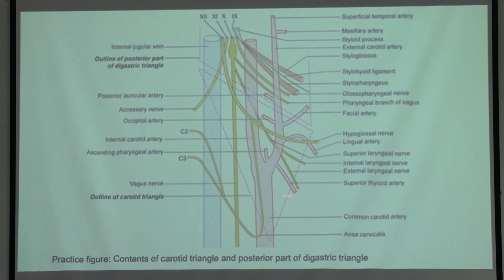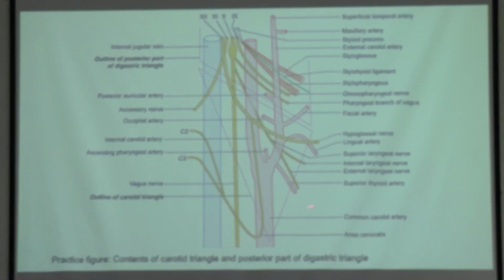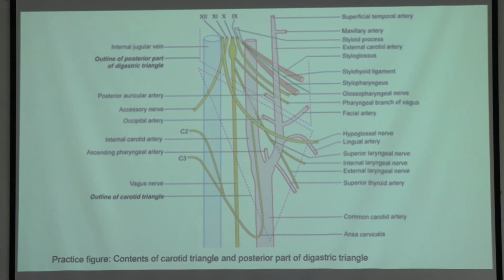But after dissection of several cadavers, we are now in favor of the superior thyroid. So, which one is the first branch? This is the superior thyroid. Previously, it was said to be the ascending pharyngeal. So this is the superior thyroid, then the ascending pharyngeal.